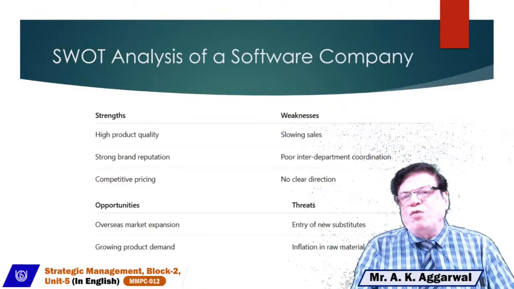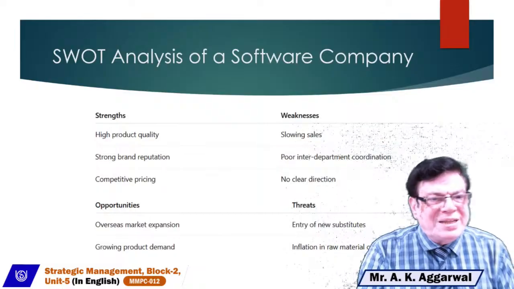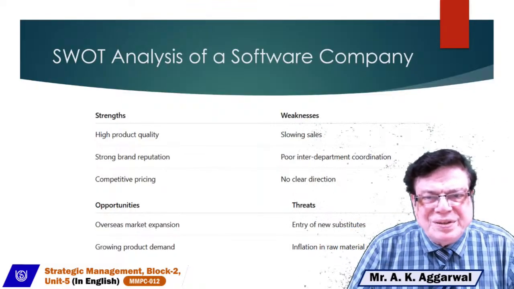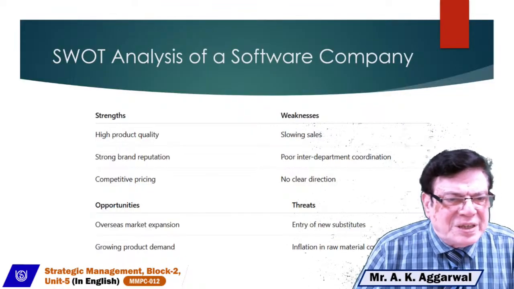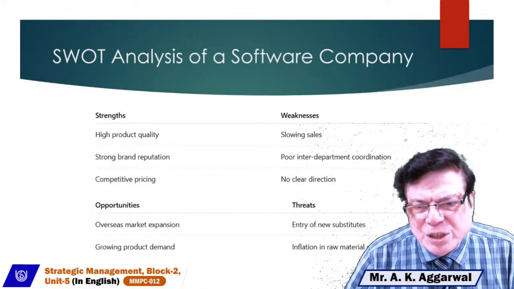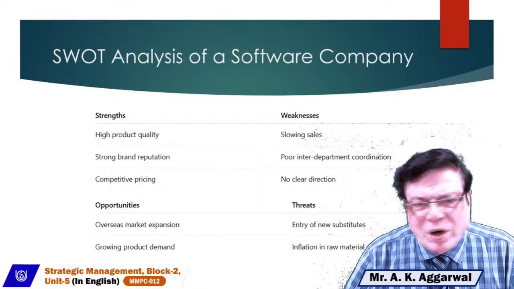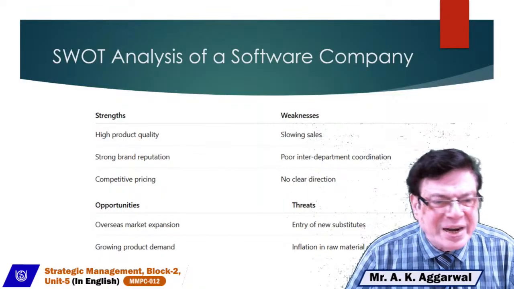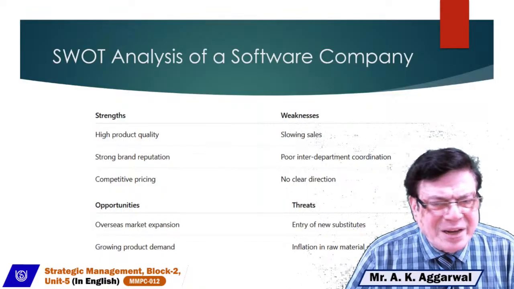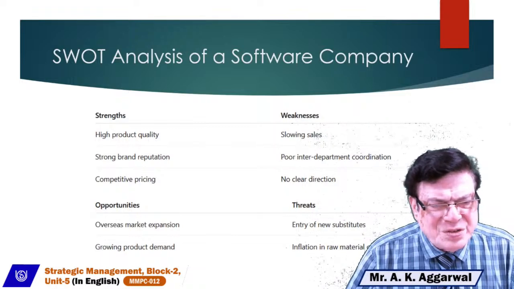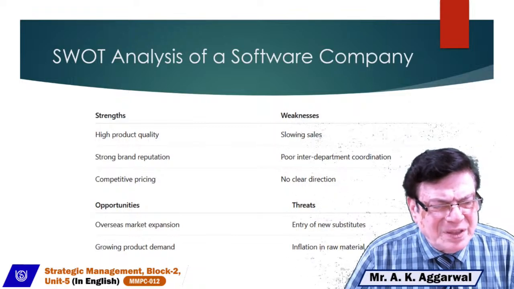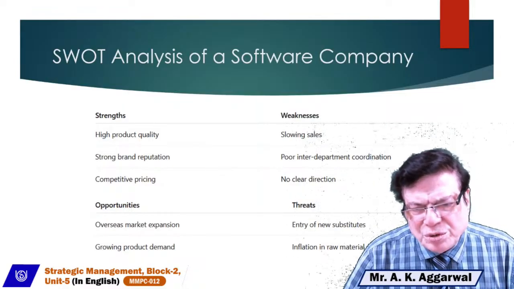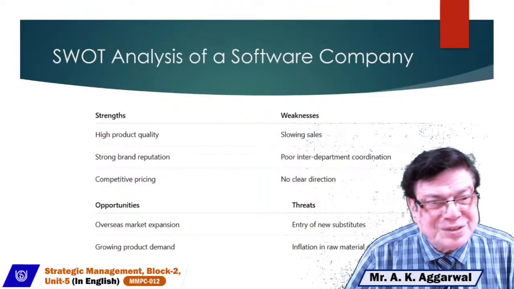SWOT analysis of a software company. Strengths are high product quality; weakness, slowing sales. Strength is strong brand reputation; weakness is poor inter-department coordination. Strength is competitive pricing; weakness is no clear direction. Opportunities are overseas market expansion and growing product demand. Threats are entry of new substitutes and inflation in raw material costs.